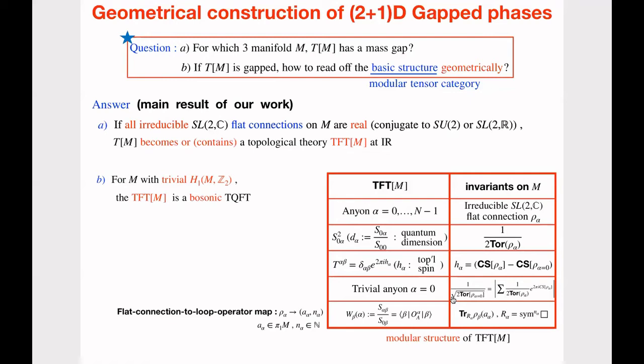Yeah, we have an example. If the homology is non-trivial, then we can further determine whether it becomes fermionic or bosonic, and we can also determine whether the resulting theory is fermionic. This is just one condition, which is sufficient but not necessary. Even if Z2 homology is non-trivial, we can also get some bosonic topological phase.